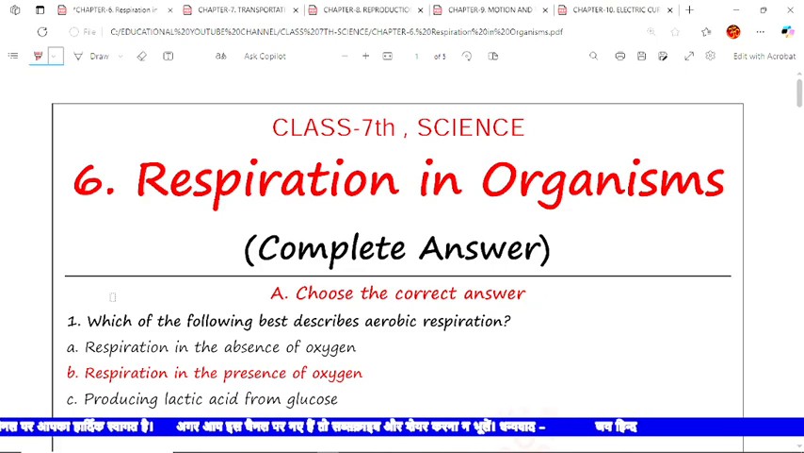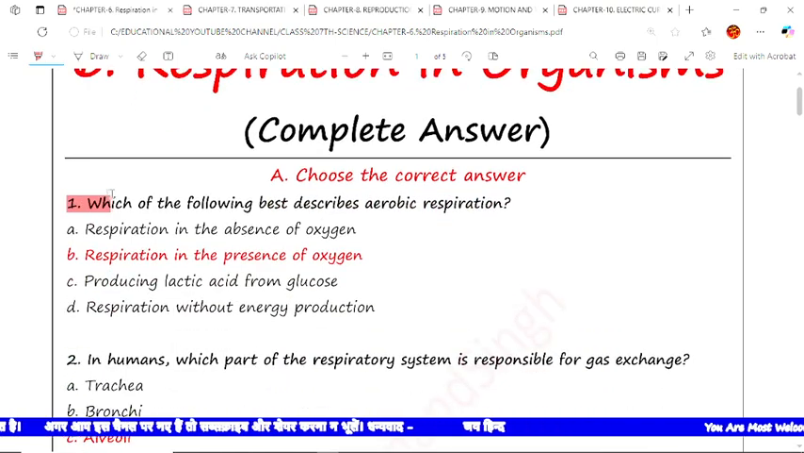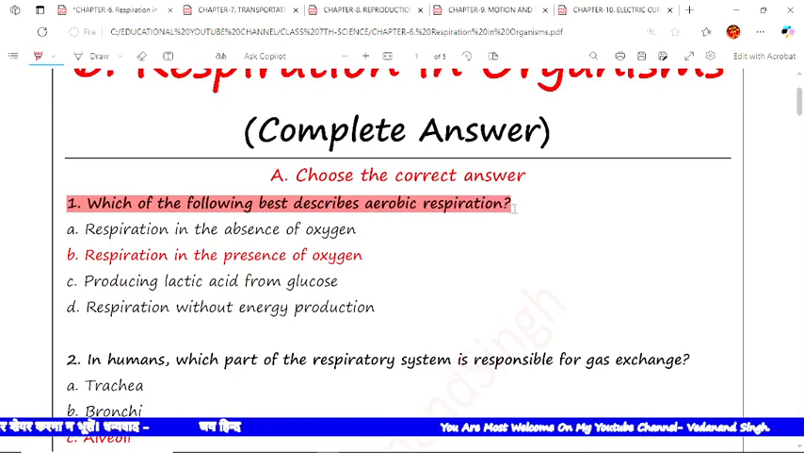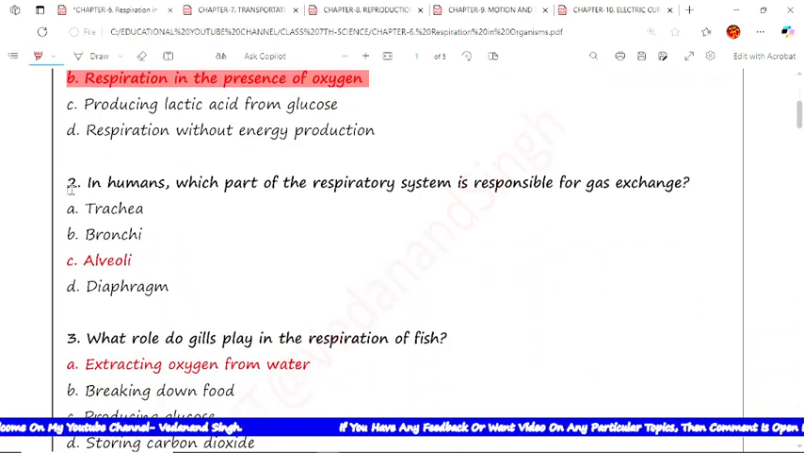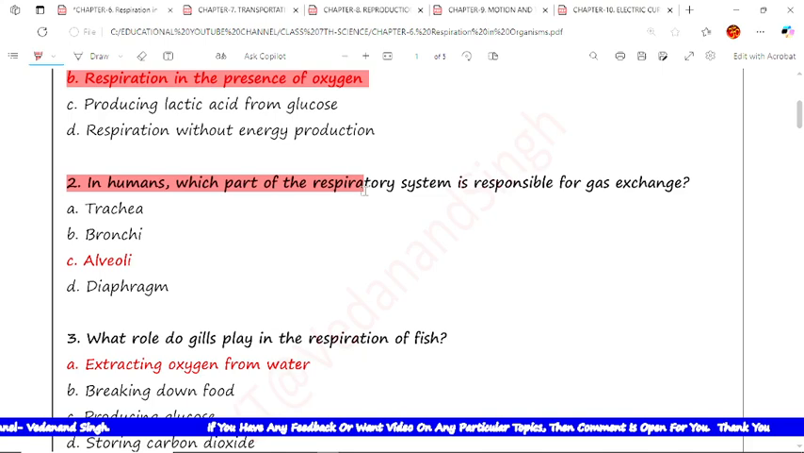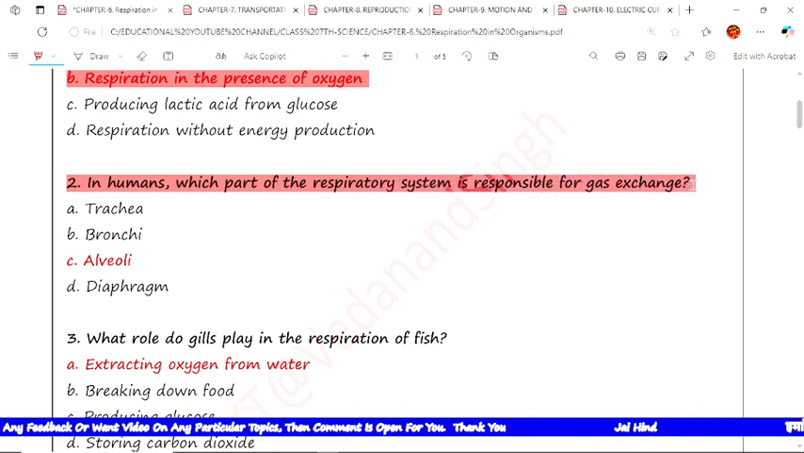In the MCQs, the first question is, which of the following best describes aerobic respiration? Among these four options, B is the correct option: the respiration in the presence of oxygen. Now the next question is, in humans, which part of the respiratory system is responsible for gas exchange? The answer is alveoli, which means C is the correct option.